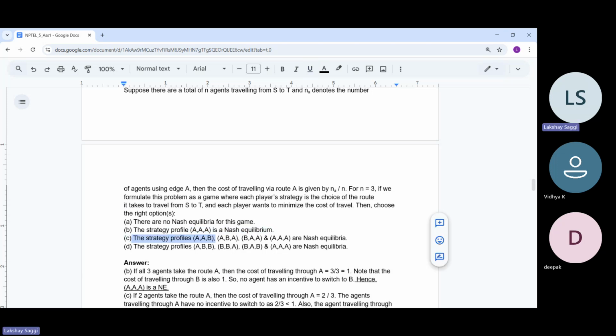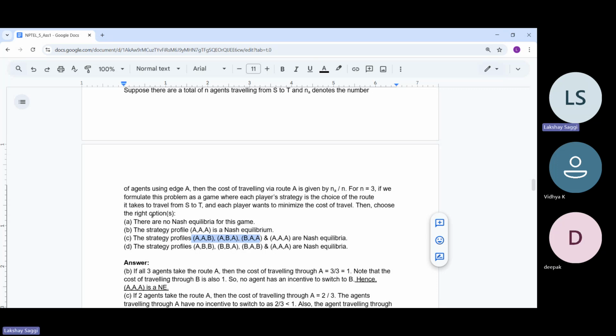And now let's look at the third option, option C. C says that AAB, ABA, BAA, and AAA are Nash equilibria. So are these strategy profiles Nash equilibria? We already know that AAA is a Nash equilibria because we just discussed it in option B. And what do these other three strategy profiles mean? They just mean that if two of the players are taking the route A and the third player takes the route B, is this a Nash equilibria or not? This is what we want to check.